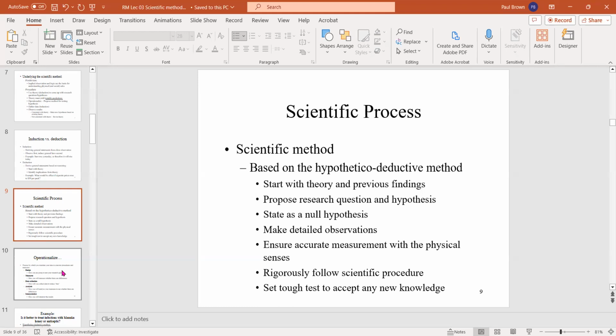But let's just say that you do that and you get a research question. Then you propose it as a research question, and then you state it as a null hypothesis. Then you go out there and make observations, so you gather data, and then you see: is my data consistent with my null hypothesis, and so do I support my research question or not? That's the basic idea behind it.